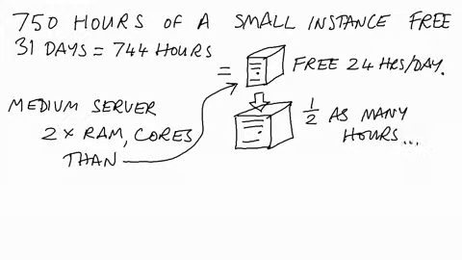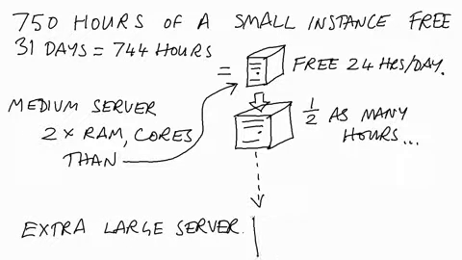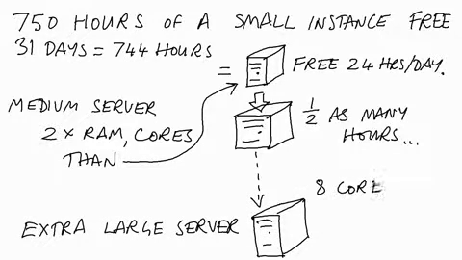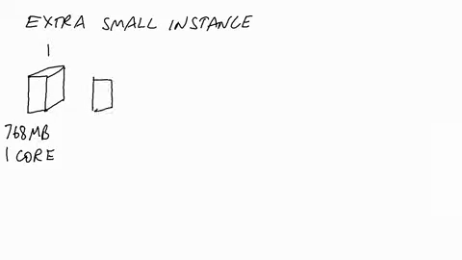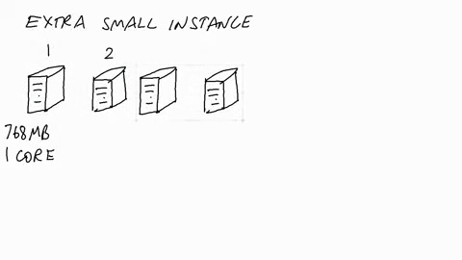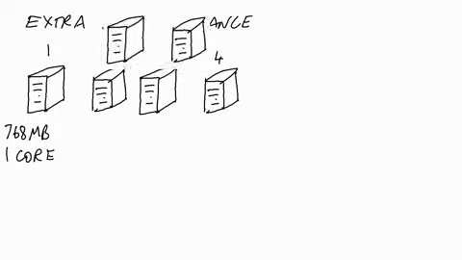A medium server has twice as much RAM and twice as many cores as a small server. And so it goes on, doubling all the way up to an extra large instance, which has 8 cores and 14 gigabytes of RAM. There is another server size, we actually call them instances, the extra small instance. It has a single core and only 768 megabytes of RAM, but that's perfectly adequate for certain server workloads.